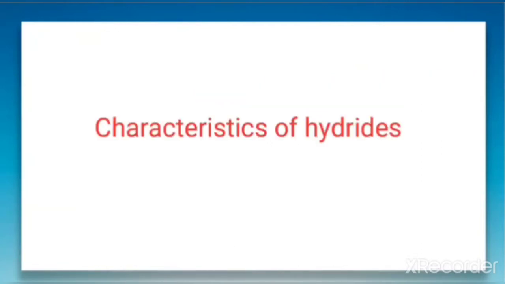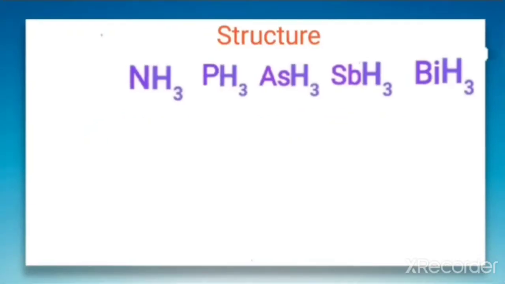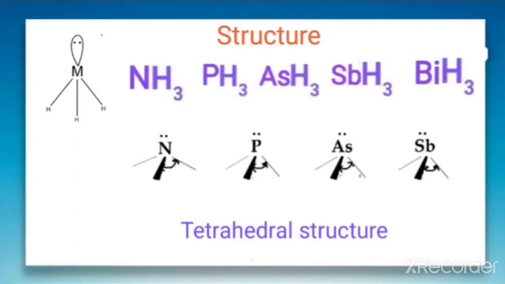Let us discuss the characteristics of hydrides of group 15 elements. First of all, let us discuss the structure. All these hydrides are covalent in nature and have a pyramidal structure. Like this. So each central atom is sp3 hybridized. Of the 4 hybrid orbitals, 3 are shared with the 3 hydrogens and there is one lone pair. So it has tetrahedral geometry.